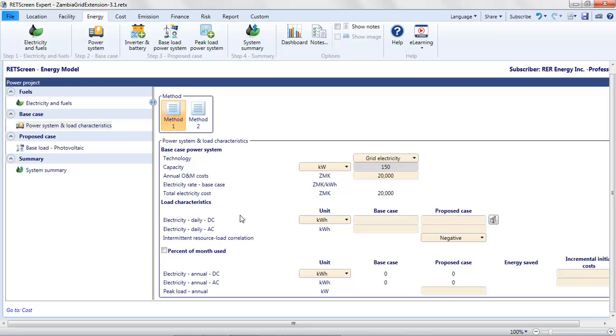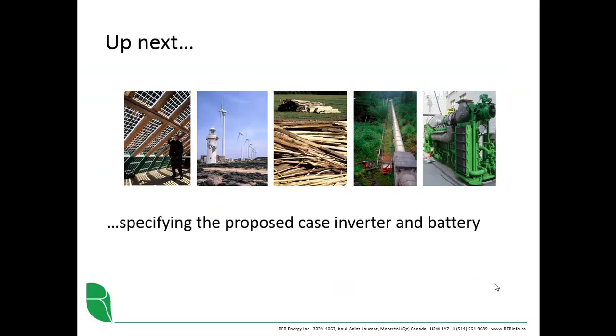Now we specify the load characteristics. There's no DC load, but in the base case and the proposed case, the load is assumed to be 600 kilowatt hours per day. And because the electricity needs to be supplied 24/7, we'll assume 0 intermittent resource load correlation. Arguably, we could pick negative here. That would then assume that all loads are on during the night. It would be a more conservative assumption in terms of the capabilities of the photovoltaic system. We're going to pick 0 here. For the peak load, we're going to enter 150 kilowatts here. The next step will be to specify the proposed case inverter and battery.